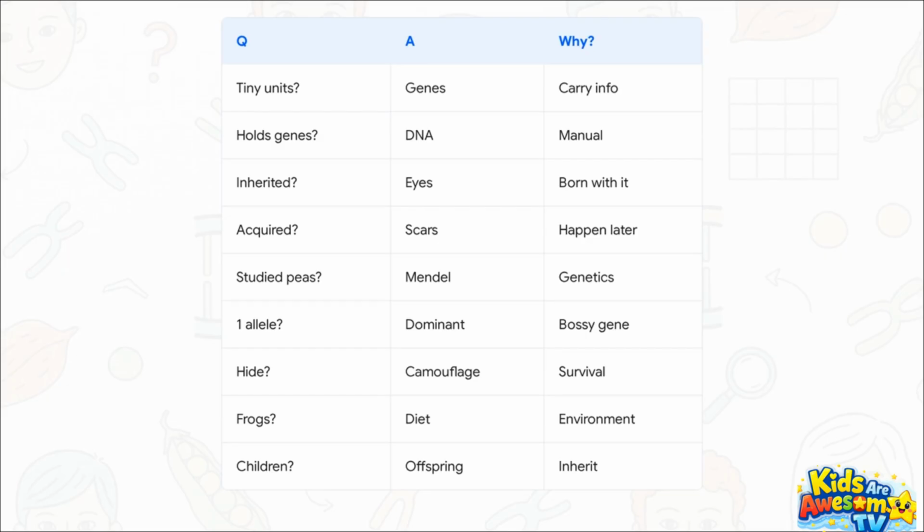Who studied all those peas? Our buddy Mendel. What shows up with just one allele? Dominant genes. They mask the recessive ones. What helps animals hide? Camouflage. Where do dart frogs get their poison? Their diet, which shows environment matters. What are animal children called? Offspring. And what do we call it when you have the exact same gene form? Homozygous, meaning identical alleles. Great job.